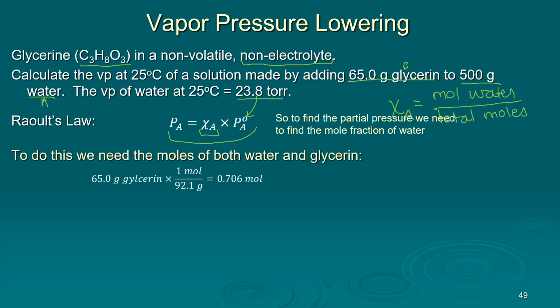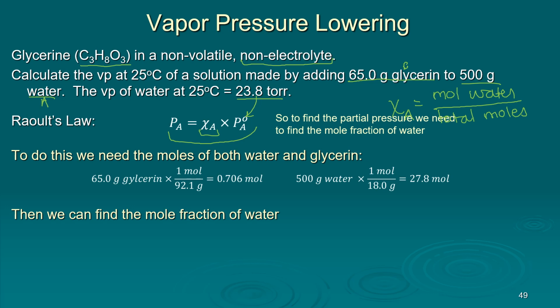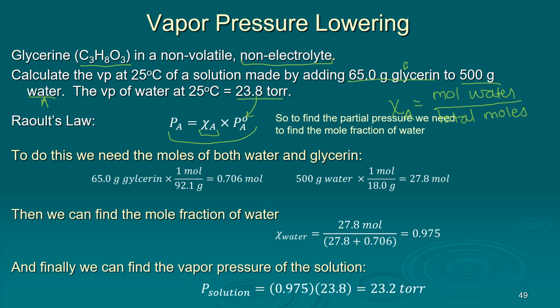So we convert 65 grams of glycerin. 65 grams is equal to 0.706 moles. 500 grams of water is equal to 27.8 moles. So the mole fraction of water is going to be 27.8 divided by the quantity 27.8 plus 0.706, or 0.975. So that means the vapor pressure equals 0.975 times 23.8, or 23.2 torr.